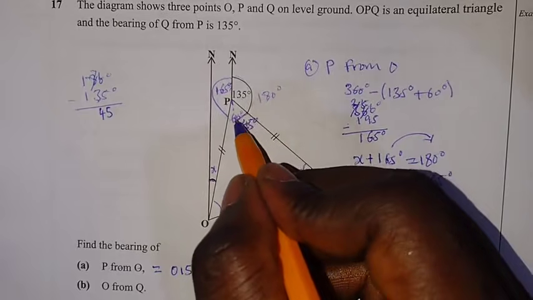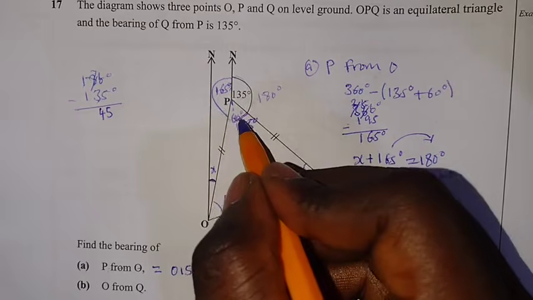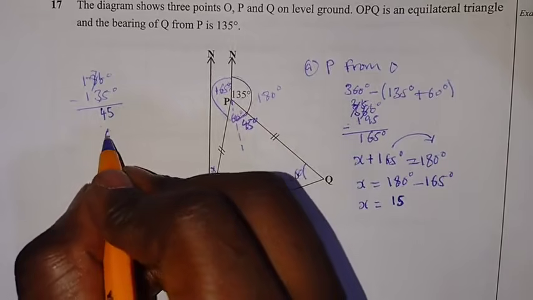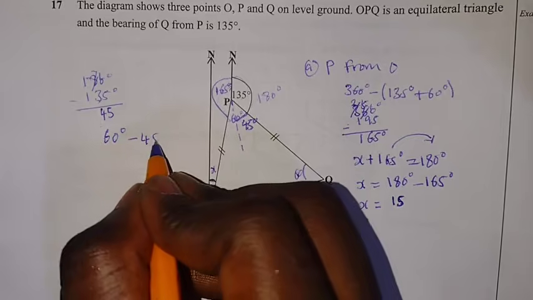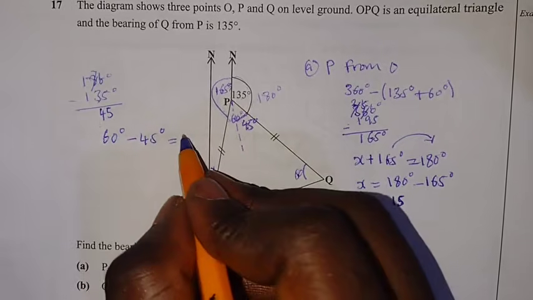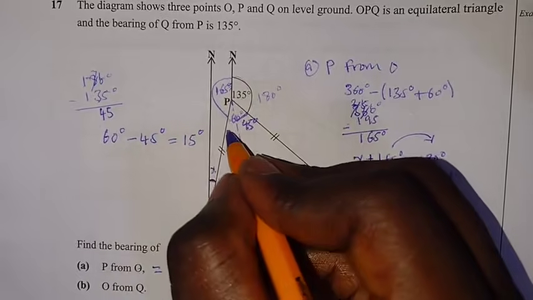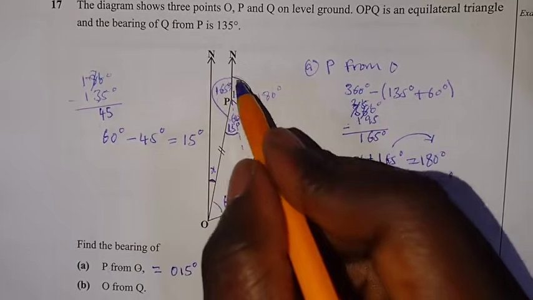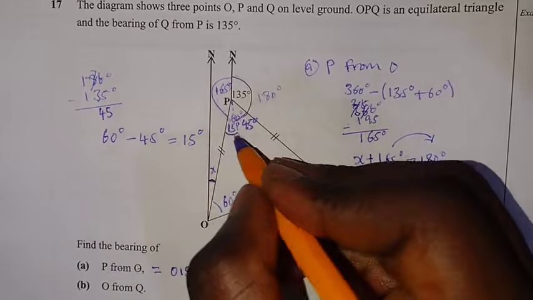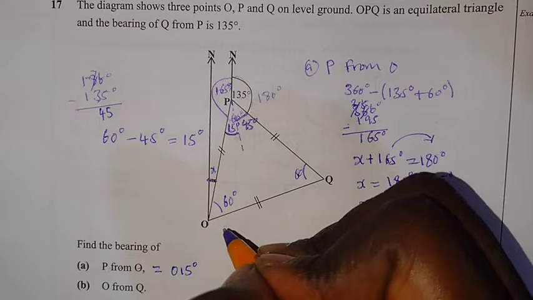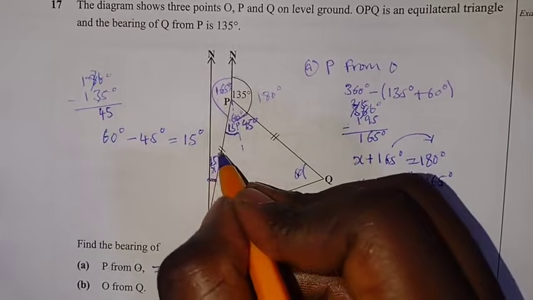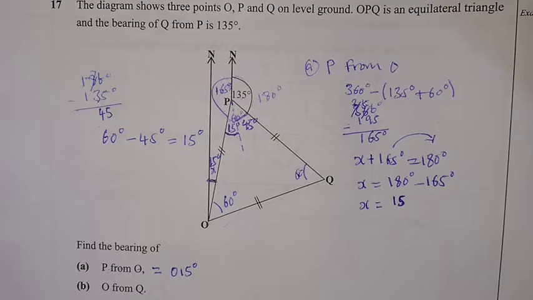If you know that just here you have a 45 and this entire angle is a 60, to know the angle which will remain here, we just subtract. We get 60 degrees minus 45 degrees, and this will give us 15 degrees. So the angle which will remain here is 15 degrees. Remember this is a north and this is a north, so the angle which is here and the angle which is here are equal. They are alternate angles. If you have 15 degrees here, even here you are going to have 15 degrees. So these are two methods that you can use to find the bearing of P from O.